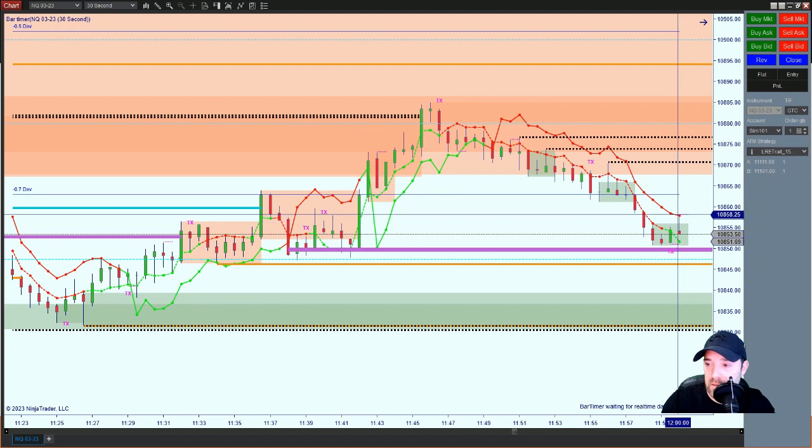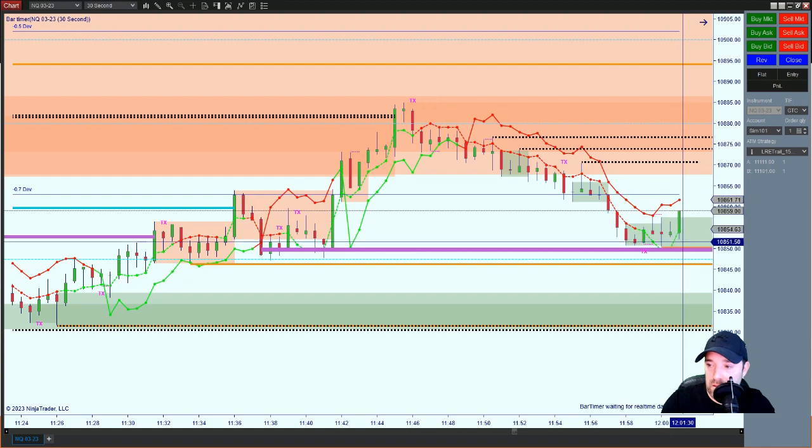Okay. See right here, pull back right to the solid line, 857.75. The previous bar line is 858.50. That's a pullback. And you take it back short. Okay.